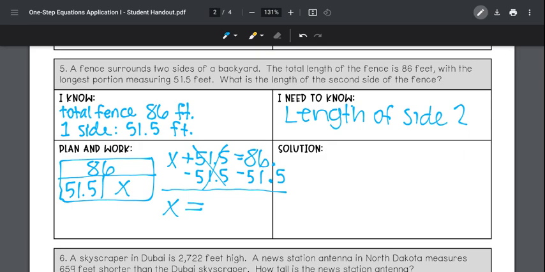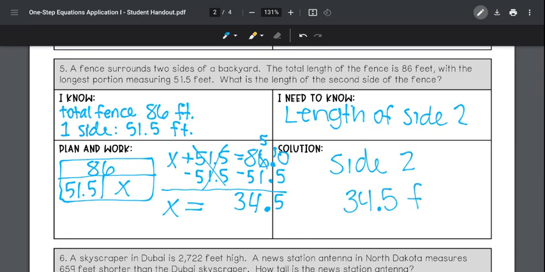I'm going to make my 86, 86.0. Okay, can't do 0 minus 5, so change your 6 to a 5, 0 to a 10. 10 minus 5 is 5. 5 minus 1 is 4, and 8 minus 5 is 3. So side 2 is 34.5 feet long. Go ahead and pause that if you need time to write that down.